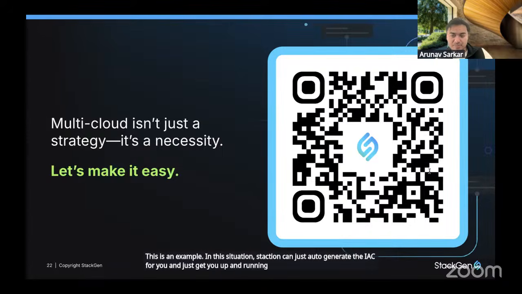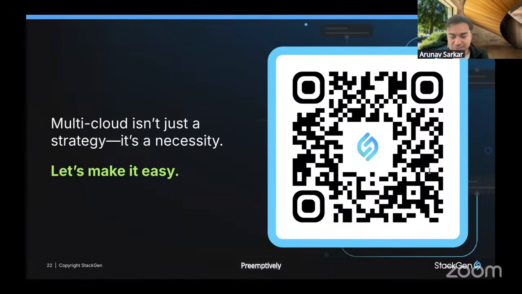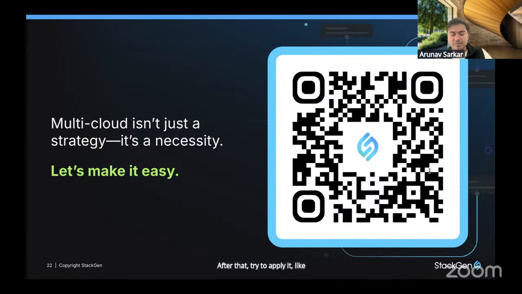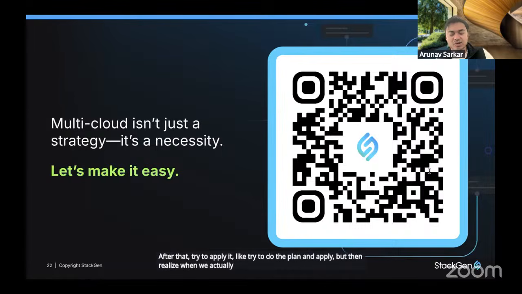And we can set preemptive guardrails and security policies, for example, GDPR, HIPAA, SOC 2, PCI DSS. We can set those frameworks to be enforced so that all of the IaC that StackGen outputs for you is preemptively going to be compliant with it, right? Because the last thing that we want to do is waste a week writing IaC, try to do the plan and apply it, but then realize when we get to the apply stage that the security scanner is throwing a whole bunch of security alerts and misconfigurations, and then spend another half week to a week to refactor it, right? That's one of the big wins that we offer for our customers, is just getting rid of that cycle.